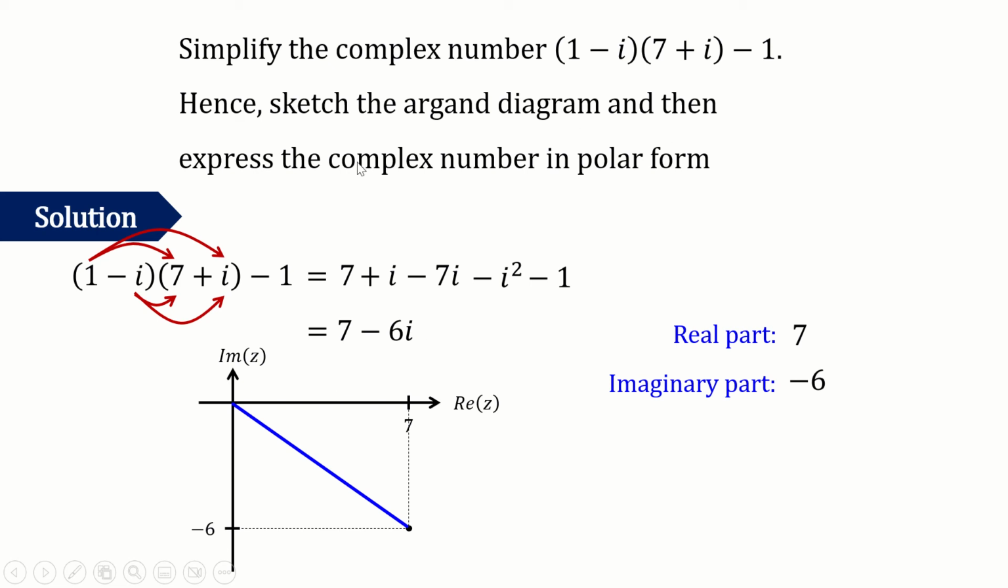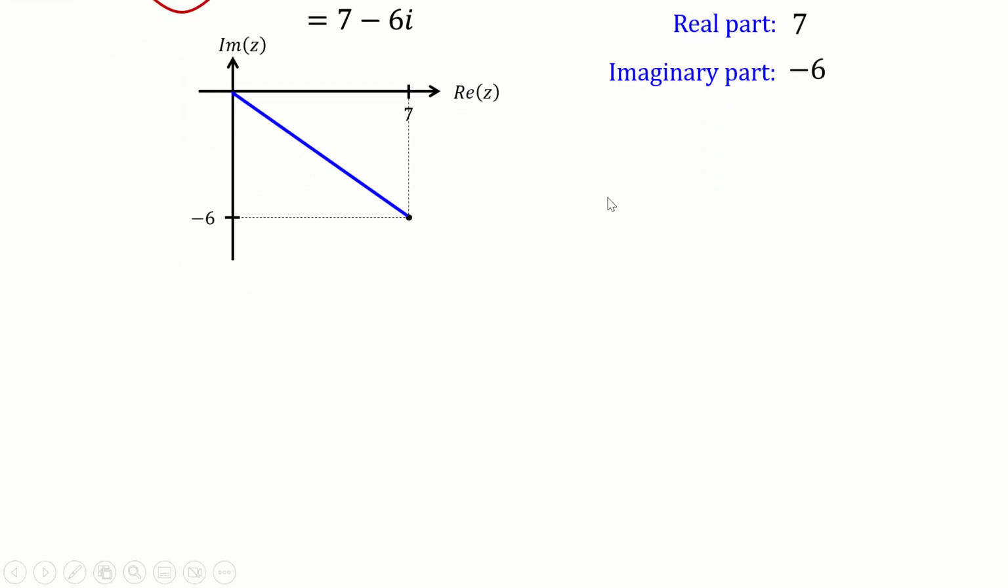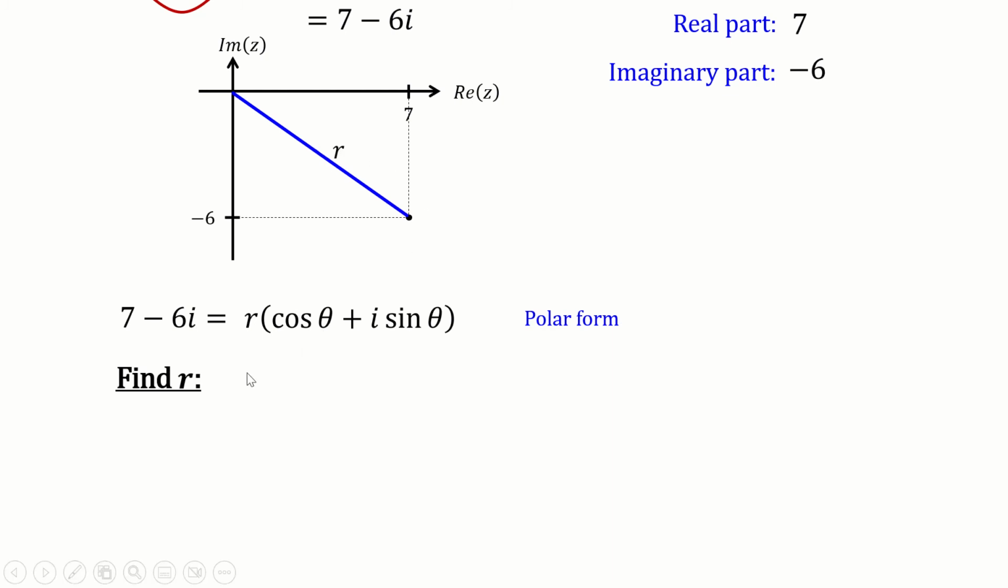So next is to express the complex number in polar form. Alright, so 7 minus 6i in polar form is r(cos theta plus i sin theta). So we need to find r and theta. First we're going to find r. So r is the length of this line, and we can use this formula: r is equal to the square root of a squared plus b squared, where a is the real part and b is the imaginary part.